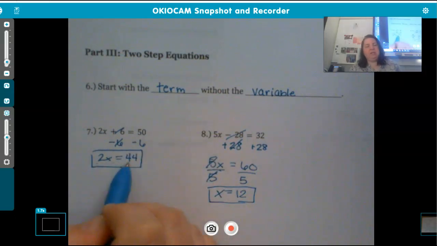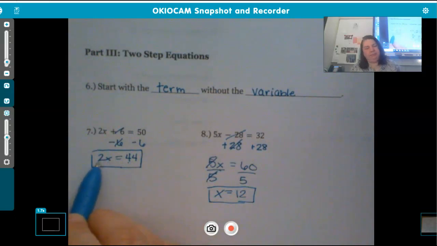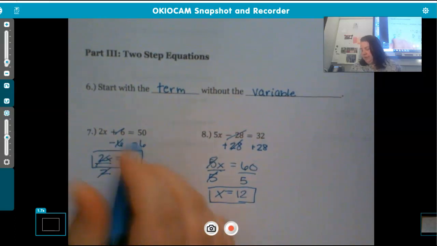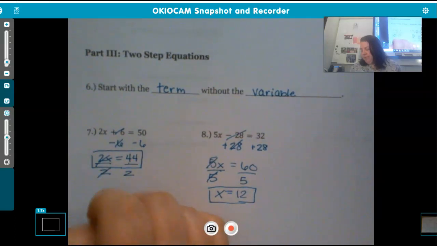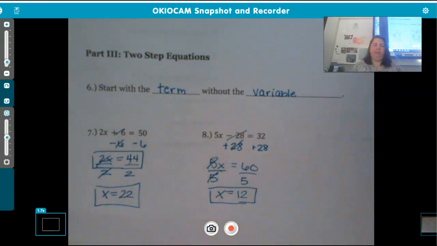All right, let's go back to number 7 because we forgot the second step. So we ended with 2x equals 44. What's our second step? Well, what is this telling us to do right here? Yeah, it's telling us to multiply. So the opposite is dividing by 2. These cancel each other out. I bring down my x and my equal sign. What is 44 divided by 2? 22. So we'll make sure that we get that because we forgot that on that one.